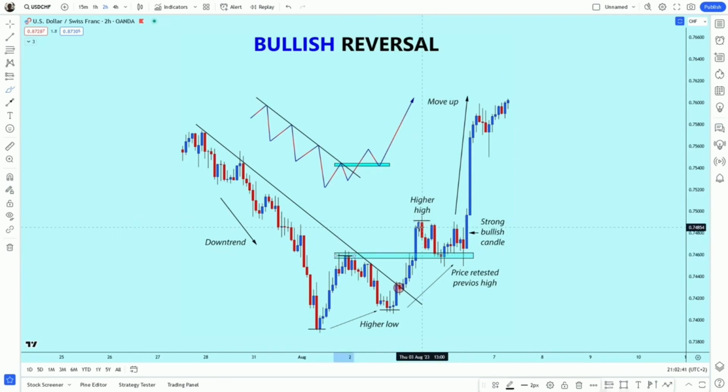At this point you can be aggressive and look to buy, but I do not recommend that. I always like to wait for retests and confirmations and then I look to enter. As you can see, this time price went down to retest this previous key level and form this bullish candlestick pattern.